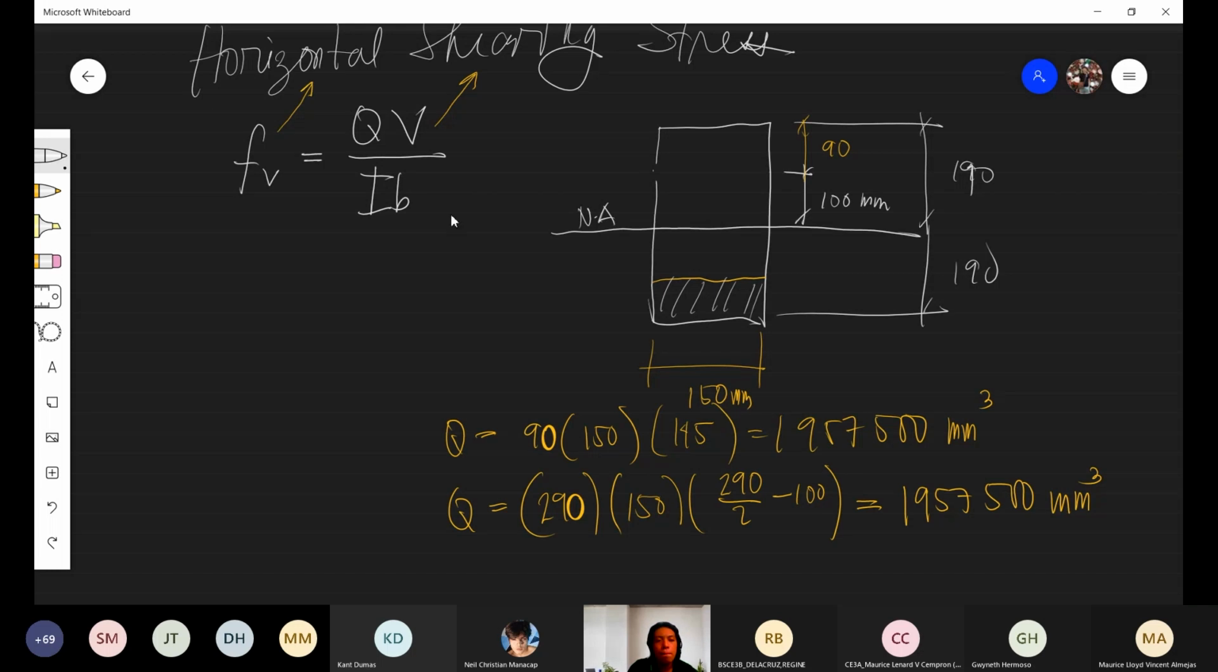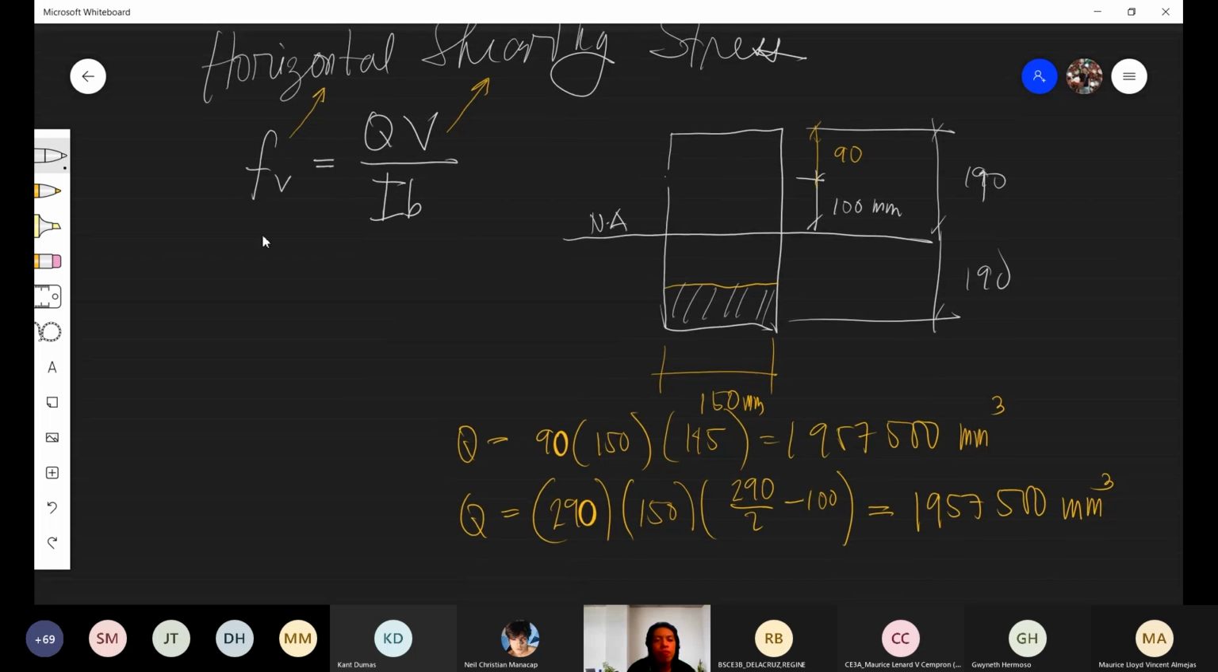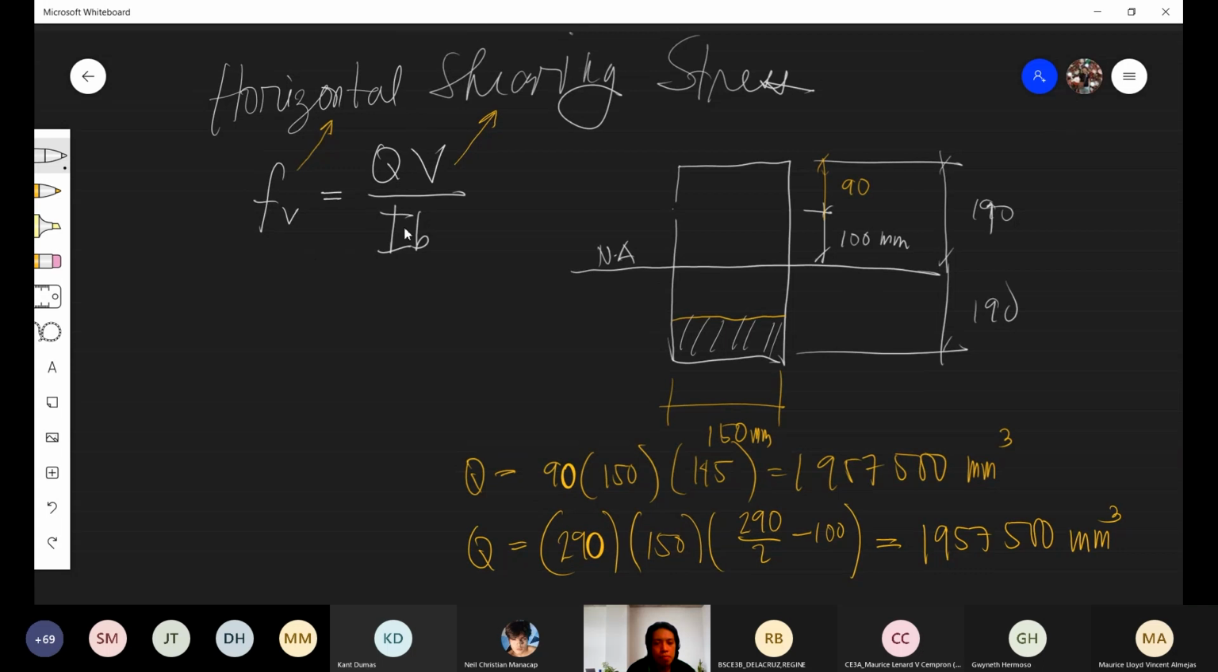Okay, so you have here the formula for the FB that is equal to QV over IB. Q is the area moment. V is the shear force on that section. Your I is the moment of inertia. B is the width of the fiber.